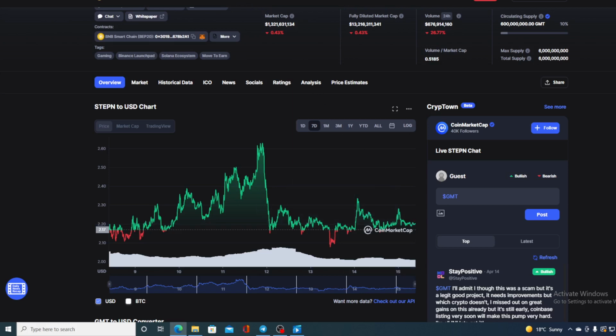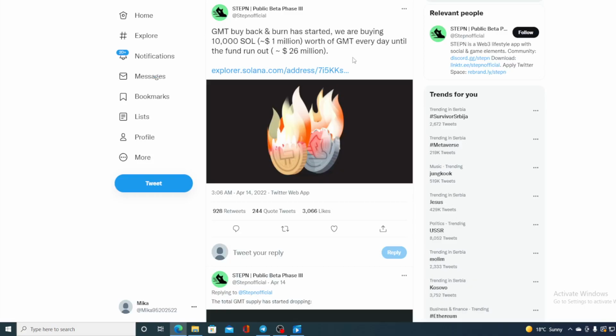But first of all, take a look at this, guys. This is another way to increase the price of Stepn GMT. GMT buyback and burn has started. We are buying 10,000 Solana, $1 million worth of GMT every day until the funds run out, and the funds are 26 million. So guys, this huge new buyback and burn for Stepn will be done in the next 30 days because they want to reduce the volatility of the price, which is a smart policy, and this way they will definitely keep the price stable. But all of you know what a token burn can do to the value of any token. Of course, token burn equals the price of a token goes up, so we can definitely expect some price spikes in the future of Stepn.